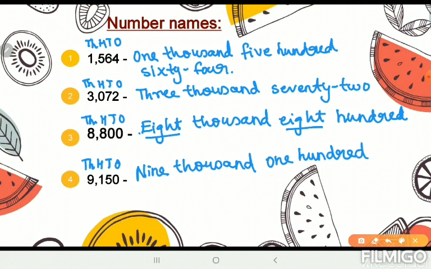And the tens and ones place is 50. Okay, so you have 9,150 here. I hope number names is clear to you. You will be able to write any question which I give you to do.